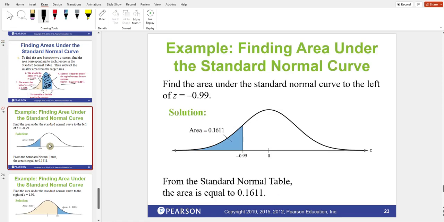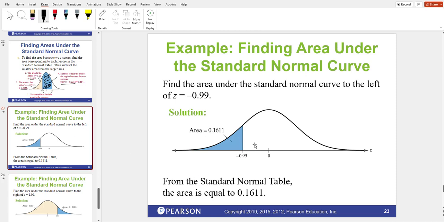All right, so that's how you do it with the table. And when I was in college, that's how I learned. I learned with the table. We didn't have all this technology that you have today. So I'm going to show you how to do this in StatCrunch, and then I'm going to show you how to use my Excel template.